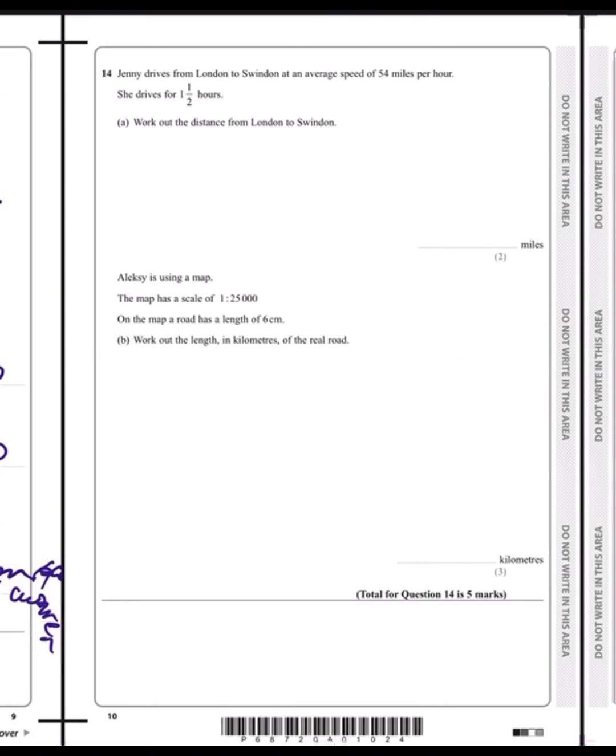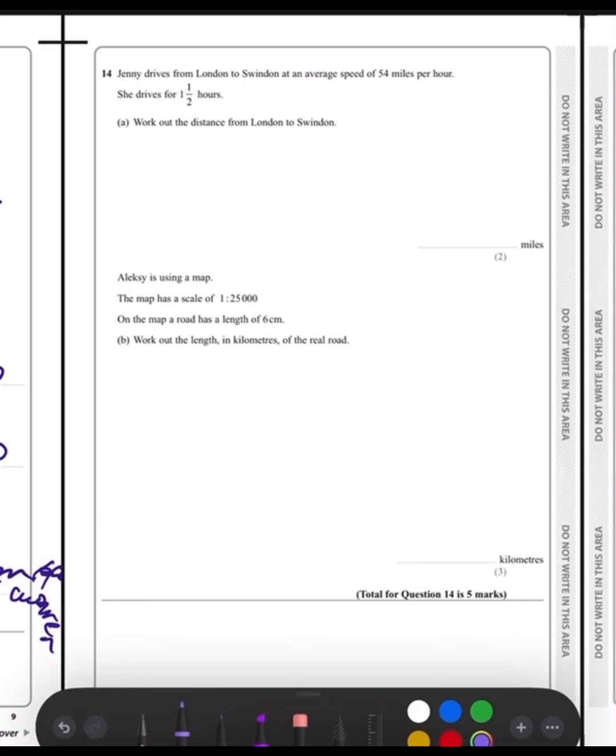Now we're on the 14th question. Here we clearly know it's a time, speed and distance question when we start reading it. It says that Jenny drives from London to Swindon at an average speed of 54 miles per hour. She drives for 1.5 hours. Work out the distance from London to Swindon. So this is a rather simple question. Let me explain this to you.